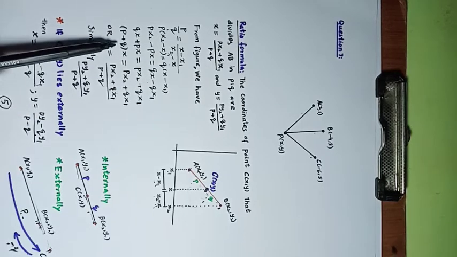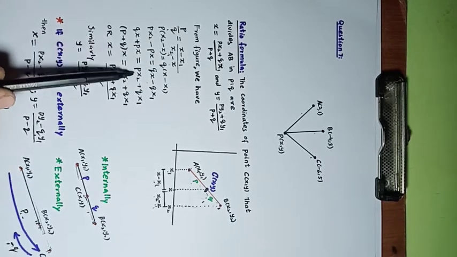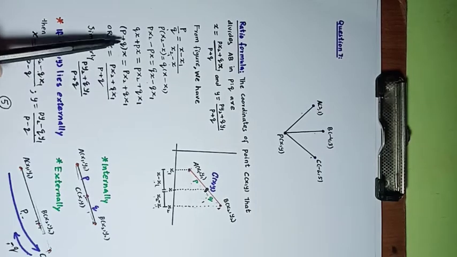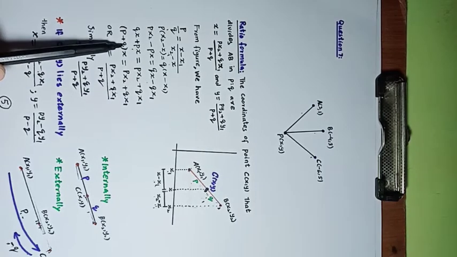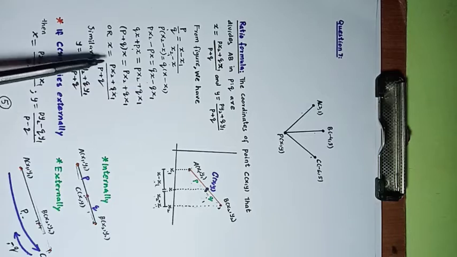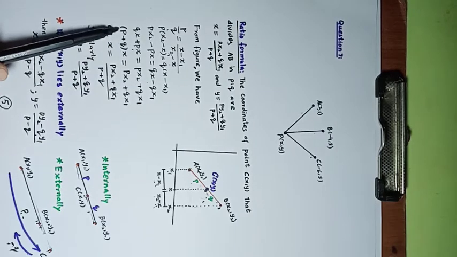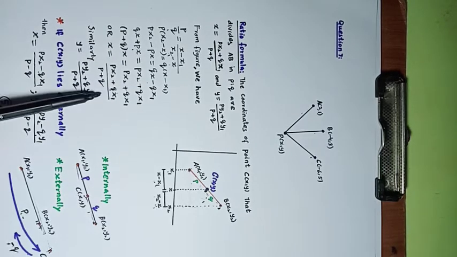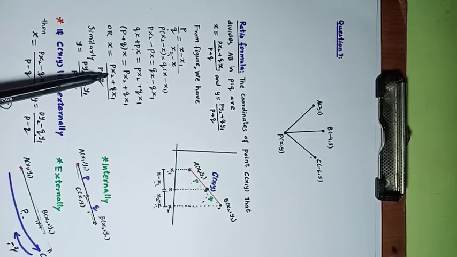Now after arrangement, we have Qx plus Px is equal to Px2 plus Qx1. We are taking x common. We have P plus Q, and this is same. As we are interested in x, we are shifting P and Q to the right side. We have the value of x.